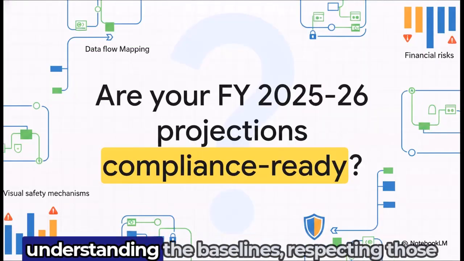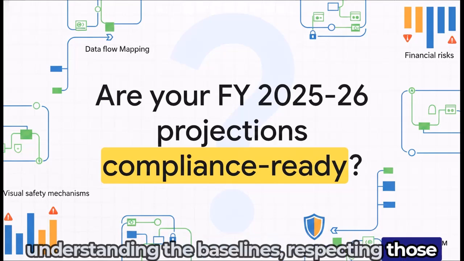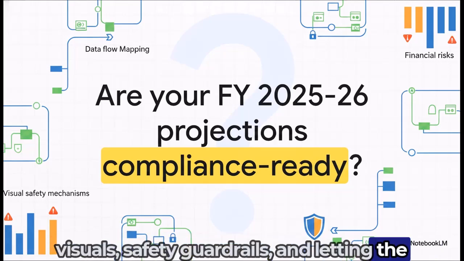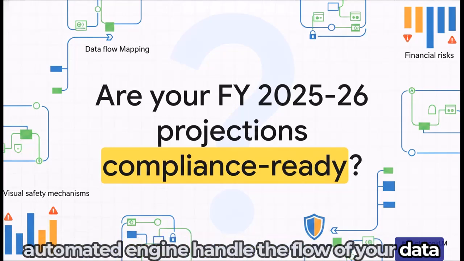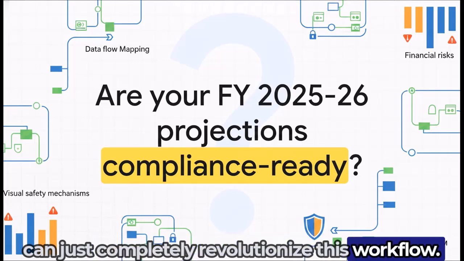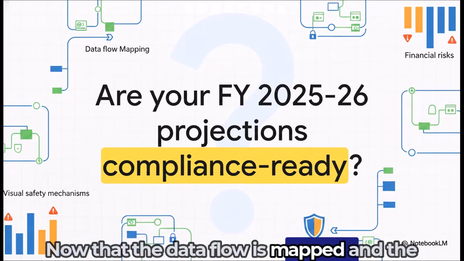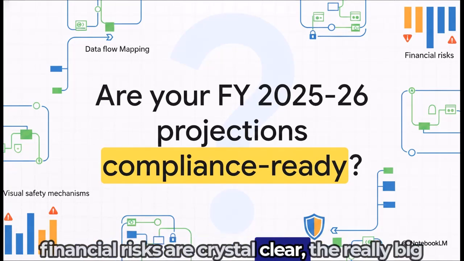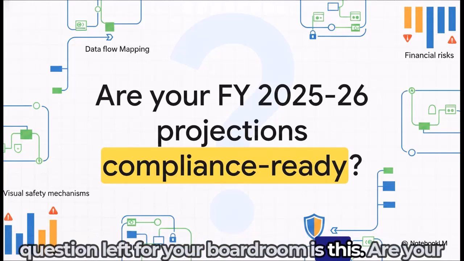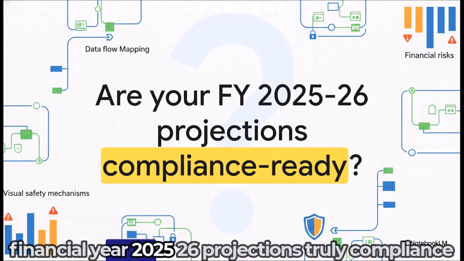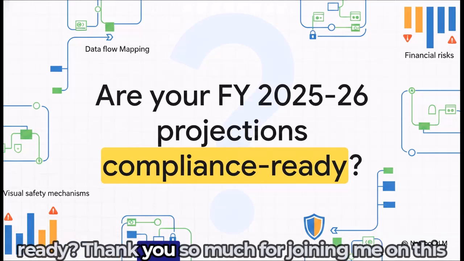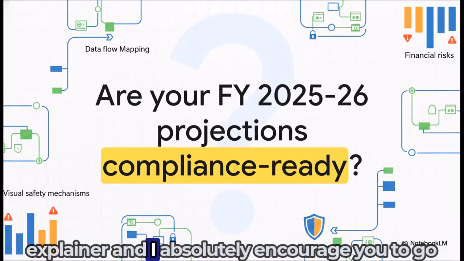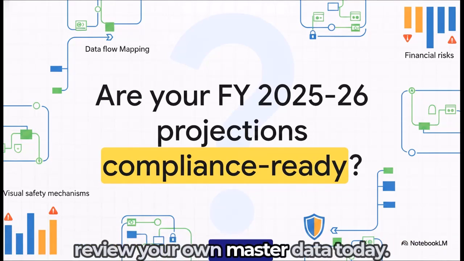So we've seen how understanding the baselines, respecting those visual safety guardrails, and letting the automated engine handle the flow of your data can just completely revolutionize this workflow. Now that the data flow is mapped and the financial risks are crystal clear, the really big question left for your boardroom is this: are your financial year 2025-26 projections truly compliance ready? Thank you so much for joining me on this explainer, and I absolutely encourage you to go review your own master data today.